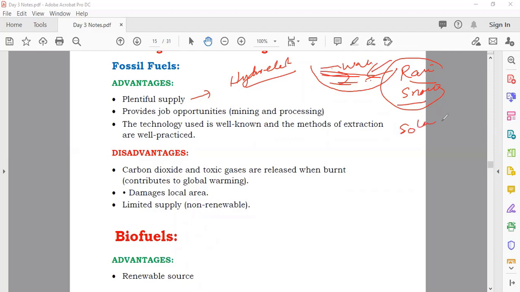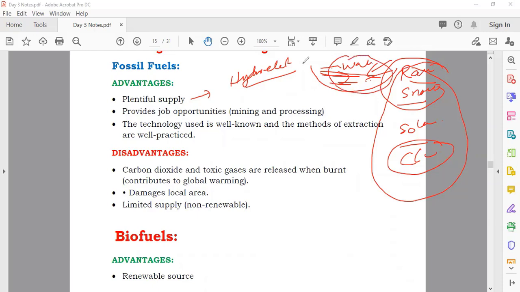Even if you are using solar cells, if the day is cloudy, you cannot get the supply. It means here the supply depends on some factors. You cannot guarantee the supply 100% every time. Here, plentiful supply means that if you have a source, for example, crude oil under the ground, you can take it anytime, even the daytime, even the nighttime, even if it is raining, even if it is cloudy. So supply is continuous. But here supply is limited.